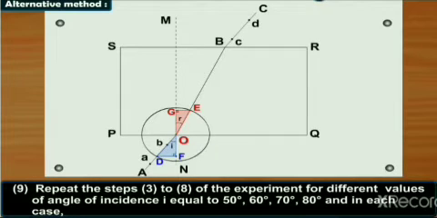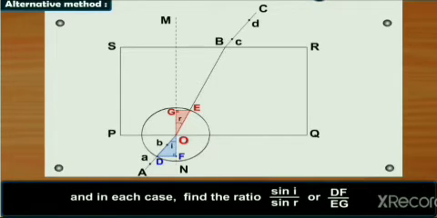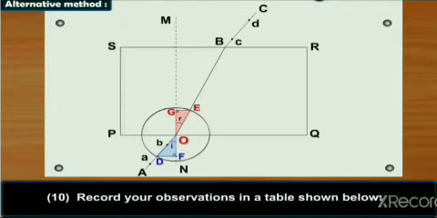9. Repeat the steps 3 to 8 of the experiment for different values of angle of incidence I equal to 50 degrees, 60 degrees, 70 degrees, 80 degrees, and in each case, find the ratio sin I upon sin R or DF upon EG. 10. Record your observations in a table shown below.